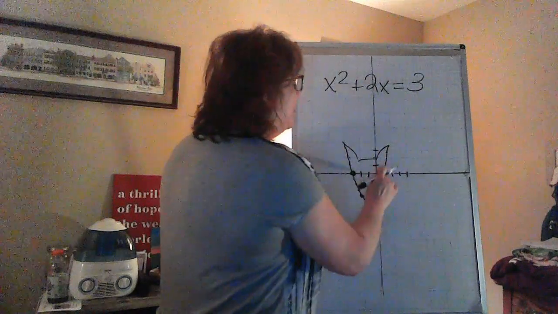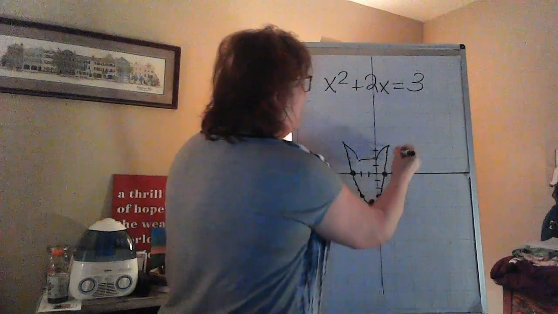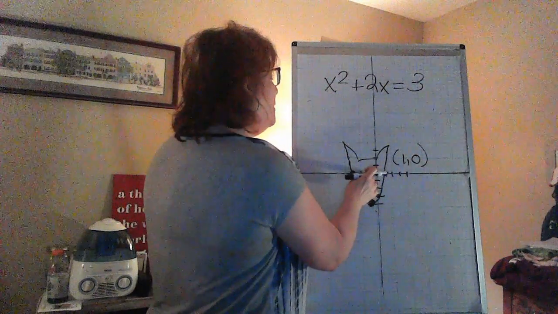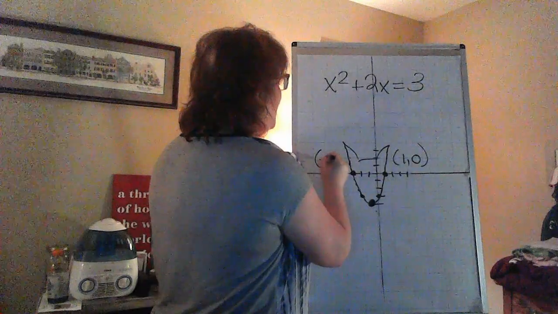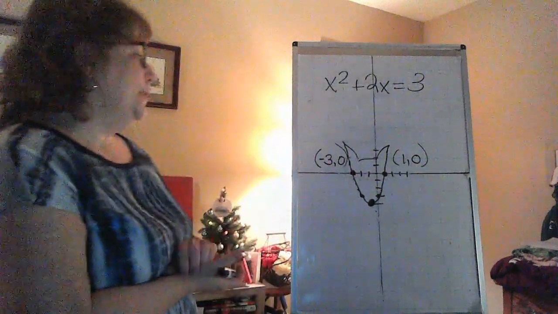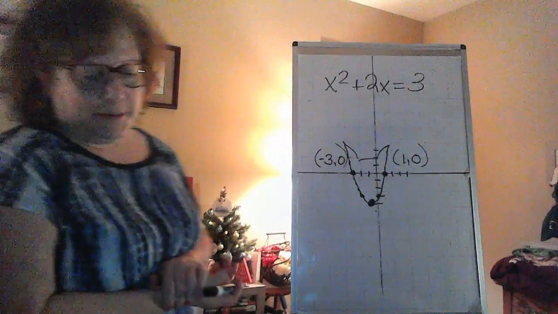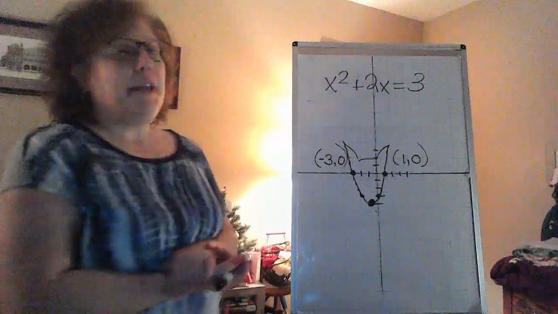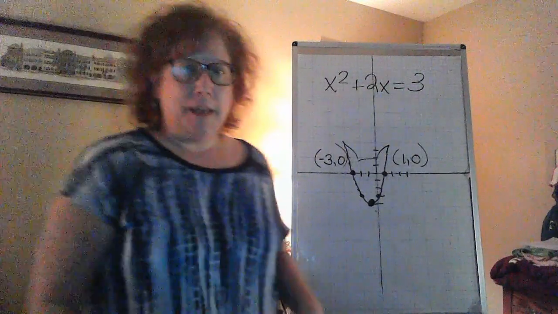The two answers are going to be 1, 0, and over here, it's going to be negative 3 and 0. We're not moving up or down at all, so we're just moving on the x-axis. And so our two answers are negative 3 and 1. That's where it's crossing the x-axis.